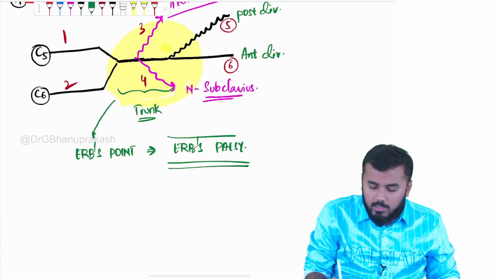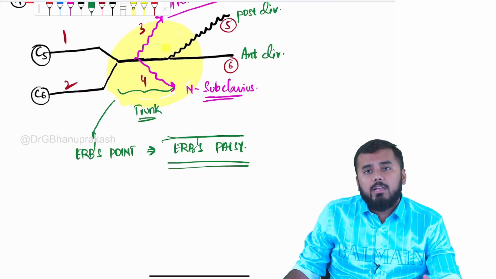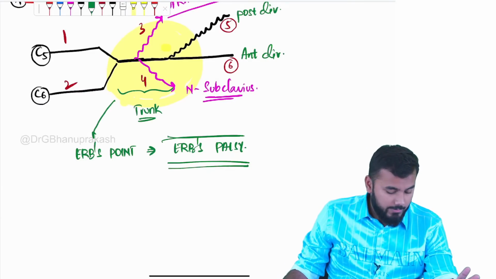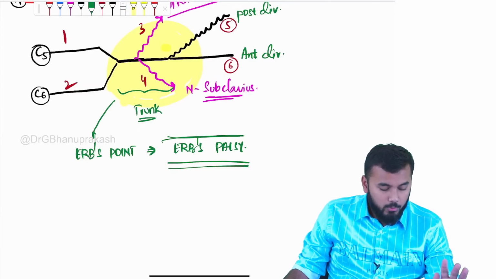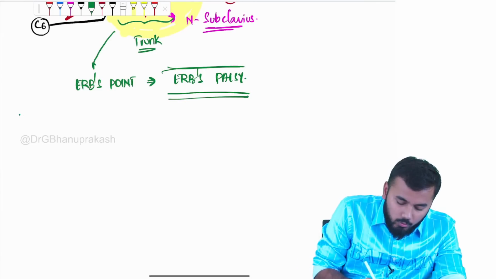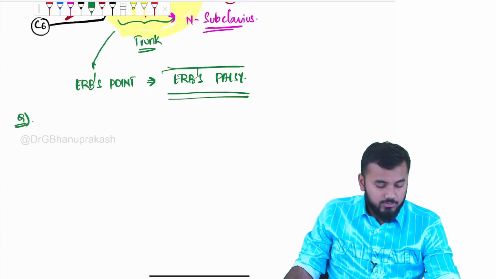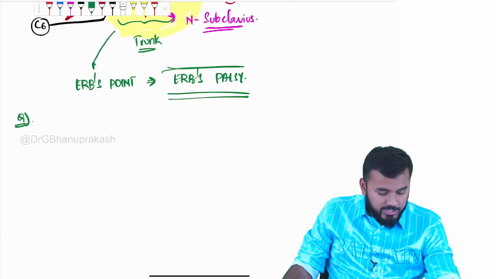Erb's palsy. Other than Klumpke's paralysis, Erb's palsy is very, very important, guys. Very, very, very important. I hope you understood this. Now the examiner, you know what question they will ask you after this? We shall be doing the MCQ.